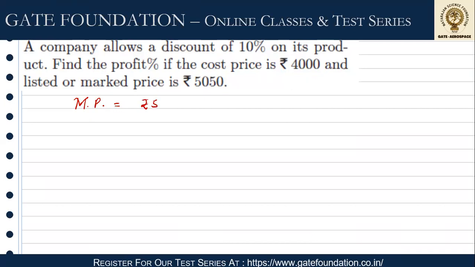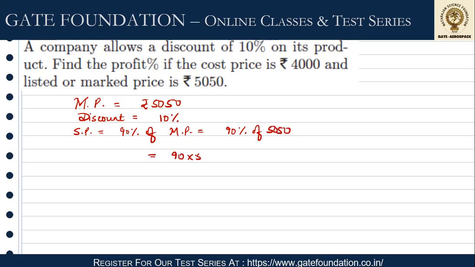It's rupees 5,050. If the discount is 10%, we will be having 90%. The discount we have is 10%, so 10% off means 90% of the cost. So your selling price will be 90% of marked price. So 90% of 5050, and if you calculate this will become 90 into 5050 by 100. So this will get cancelled out and get 4545. Right, this is your selling price.